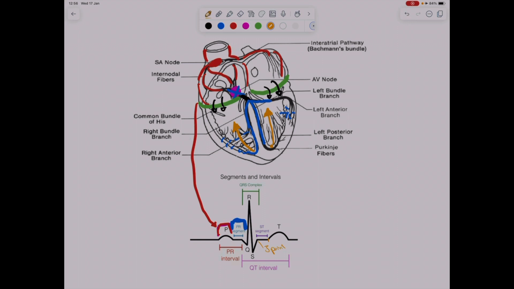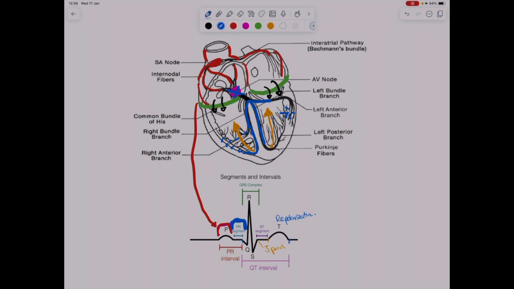The T wave on the ECG represents our ventricular repolarization. And finally, the QT interval is from the start of the Q wave, right, to the end of the T wave, and represents both ventricular depolarization, delay, and repolarization.